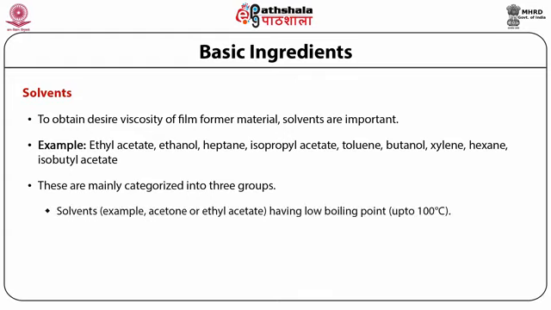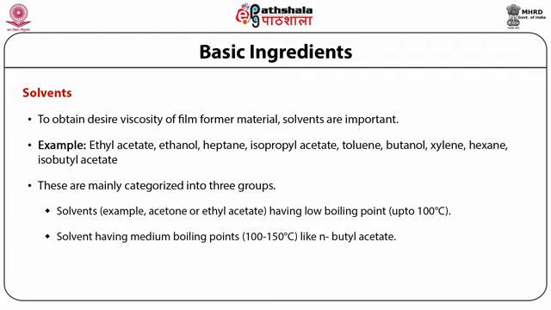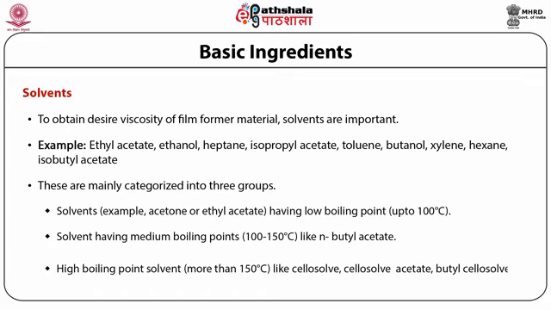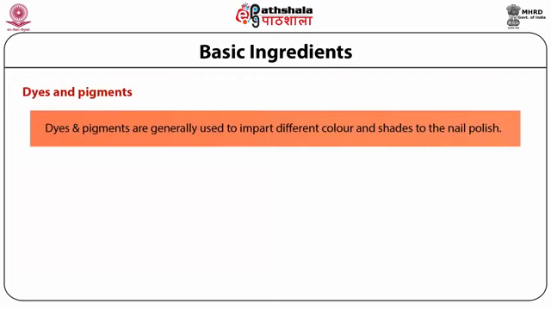Number one, solvents like acetone or ethyl acetate having low boiling point up to 100 degrees centigrade. Then the solvents having medium boiling points in the range of 100 to 150 degrees centigrade like n-butyl acetate. And the third one, high boiling point solvents, that is the ones having more than 150 degrees centigrade like cellosolve, cellosolve acetate, butyl cellosolve.